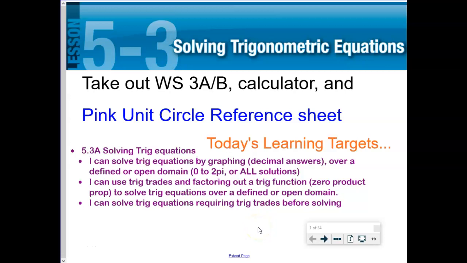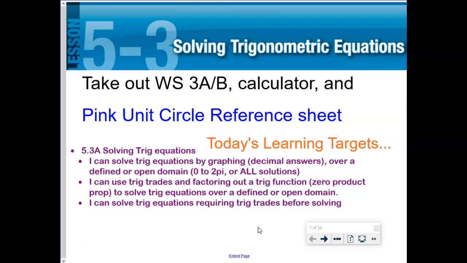All right, so 5.3 is broken up into two parts. So 5.3a and 5.3b, you can relate them to being the easier version and the harder version if you'd like, but I'll be honest, this is all just kind of hard. So we're going to take really good notes today.